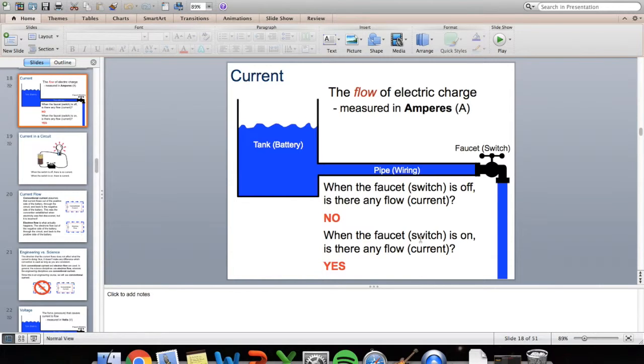So current is basically a quantity. It's the amount of electrons that are moving, or if we want to use our water analogy, it's the amount of water that's moving. Note that you could have a very low amount of current and yet still a very high amount of voltage. You could have a very high pressure pushing just a small amount of current.